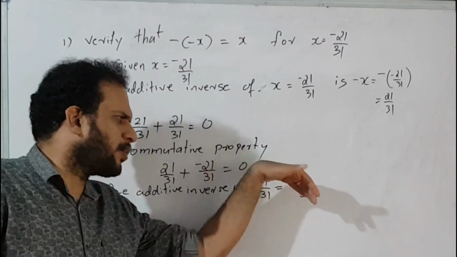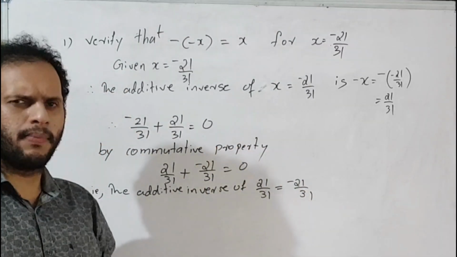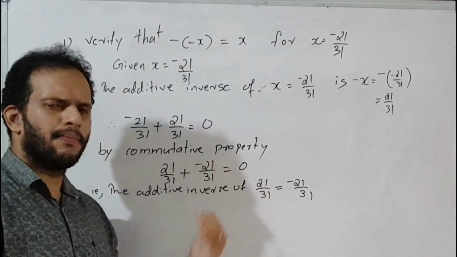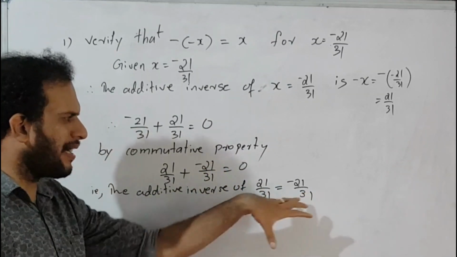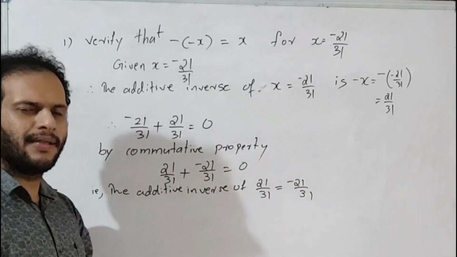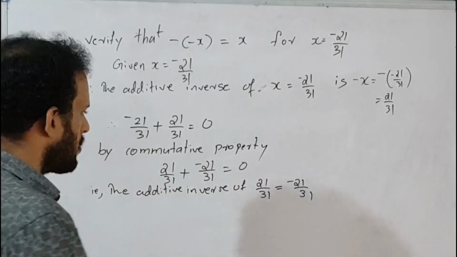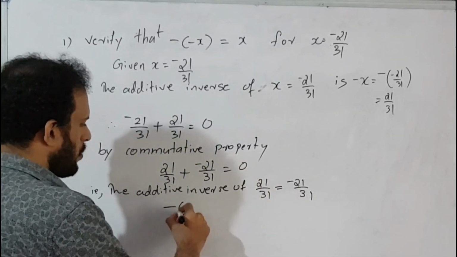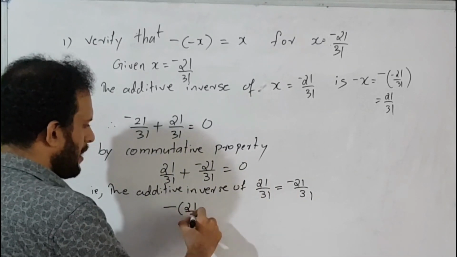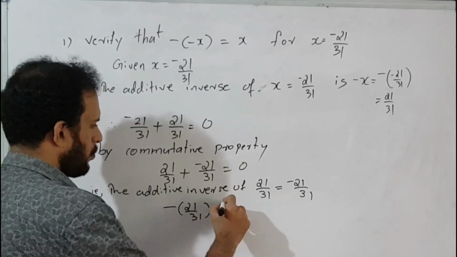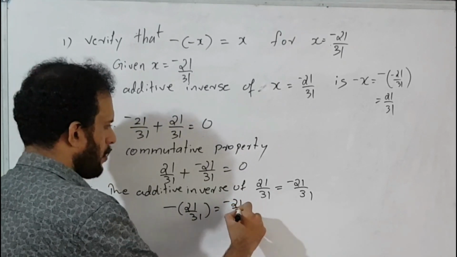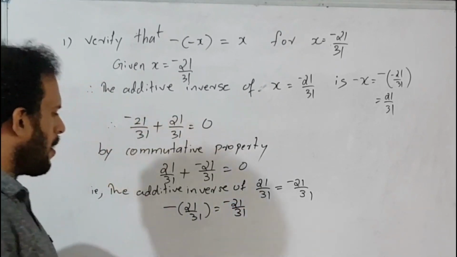Then how do we get the -21/31? We write the minus symbol in front of that. Actually, how do we write the additive inverse of a number? We write it like this: minus of 21/31 is equal to -21/31. Correct.